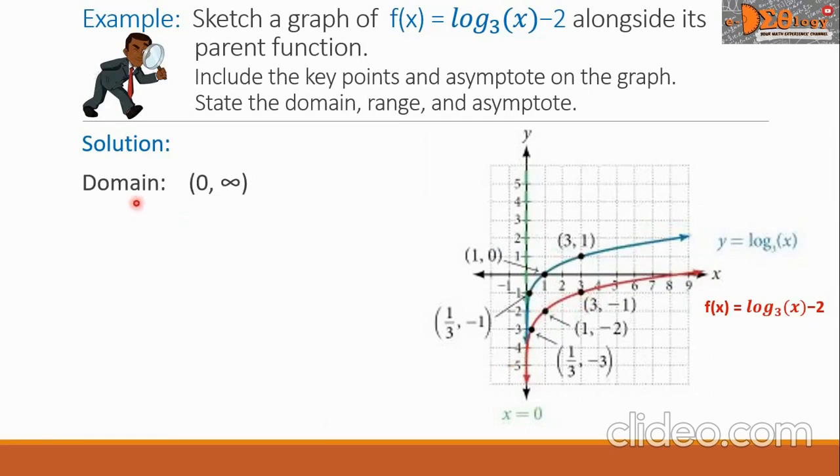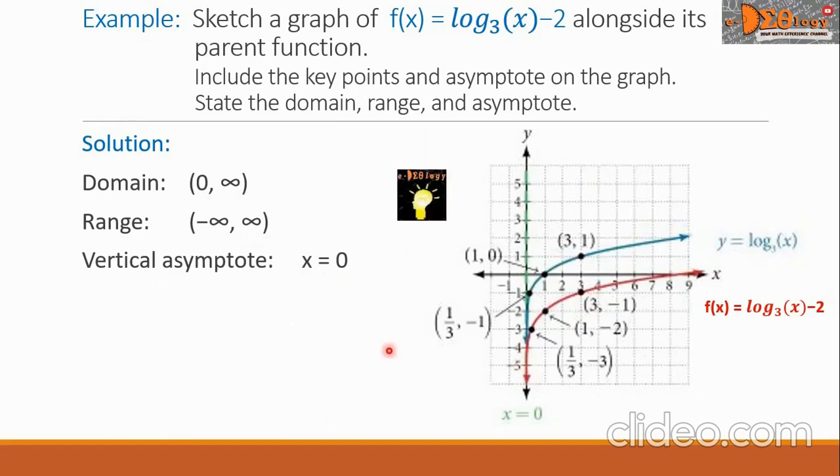Now, the domain is from 0 to positive infinity. The range is from negative infinity to positive infinity. And the vertical asymptote is the y-axis itself, and our equation, x equals 0. This is now the final answer.